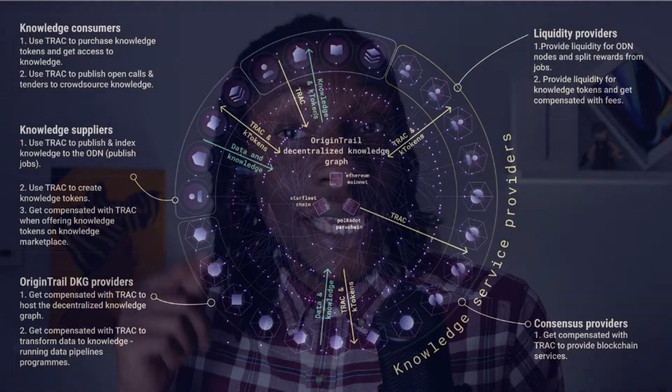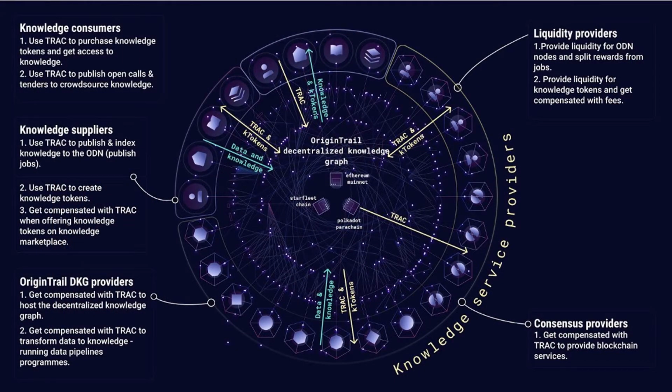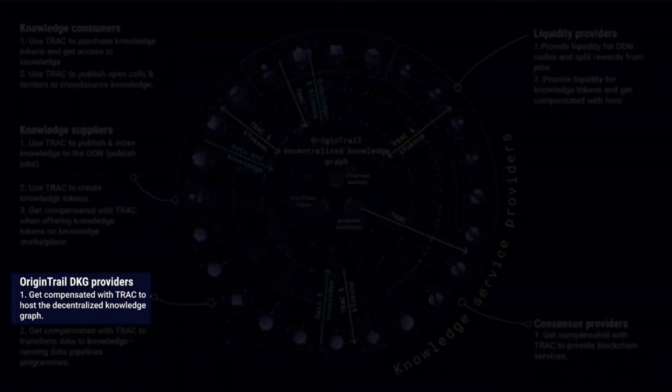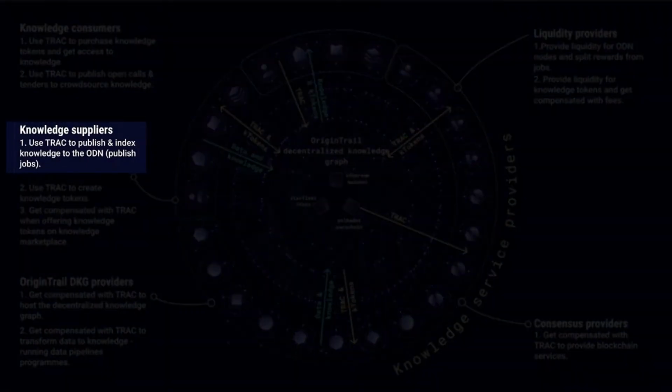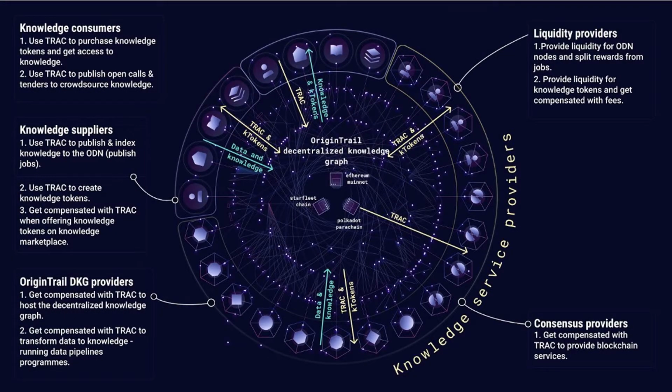There are a little bit more perks. There are a little bit more fancy things you can do with a network, but really and truly, that's the core of it. So let's dive into more of these fancy perks and more of these fancy things we can do with the OriginTrail decentralized network. There are a couple things here that we already spoke about. Of course, number one under the OriginTrail DKG providers, and we also spoke about number one under the knowledge suppliers, which is basically using Track to publish jobs. We just spoke about this.